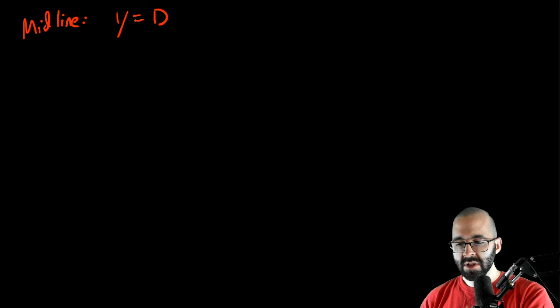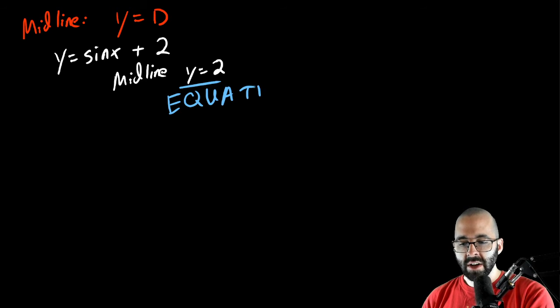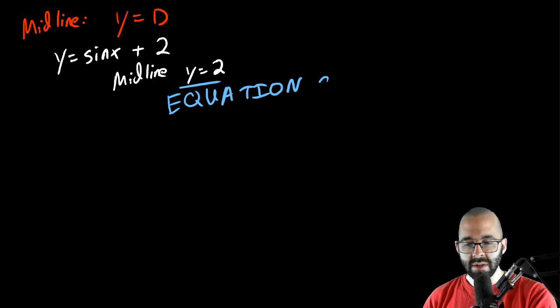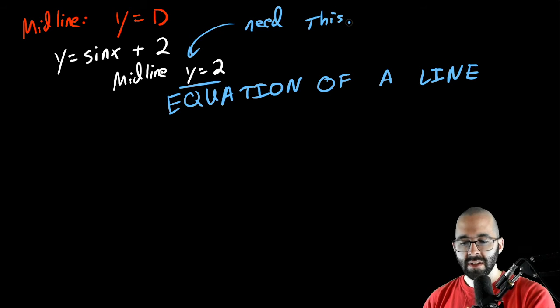Okay, so if I'm looking at a function, maybe like y equals sine of x plus 2, the midline should be the line y equals 2. Because that's our d value here. And it's the equation of a line. This is very important, right? An equation of a line is always in the form y equals or x equals. So don't just write 2 here. It should be an actual equation. You need this. So watch out for this.